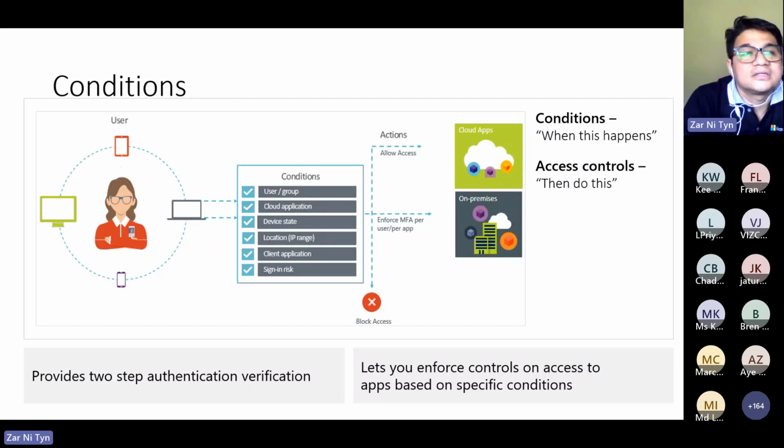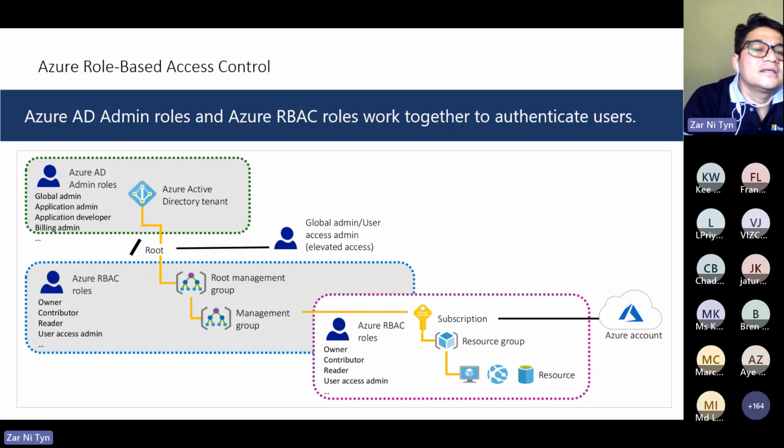I want to show two things: if and then. If something happens, then what action do you take for your condition? This is the conditional point of view. First of all, if you want to improve your security posture, you must use conditional access. And second is Microsoft Azure ABAC.